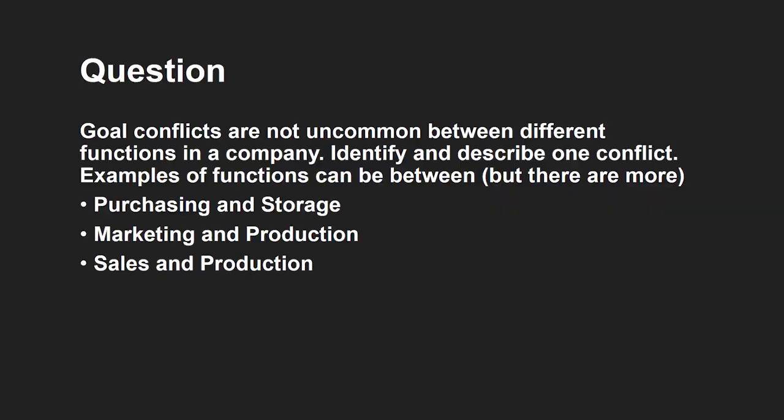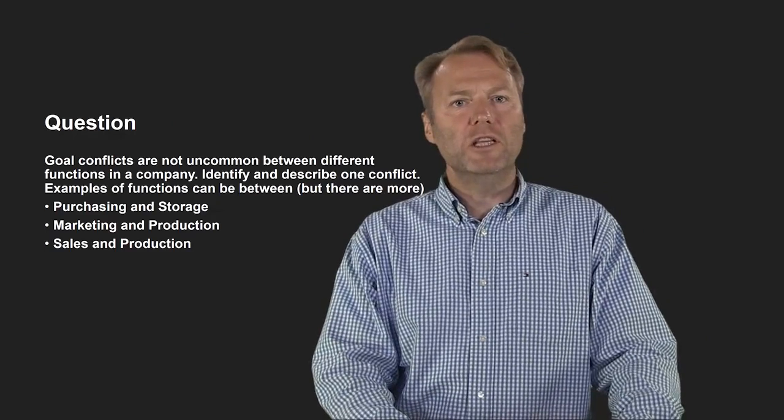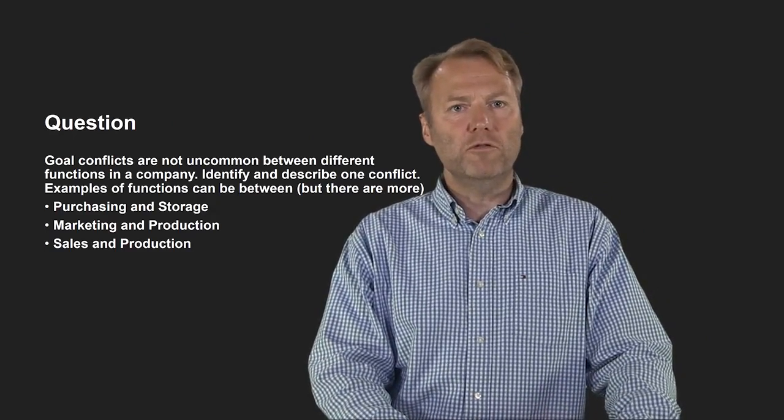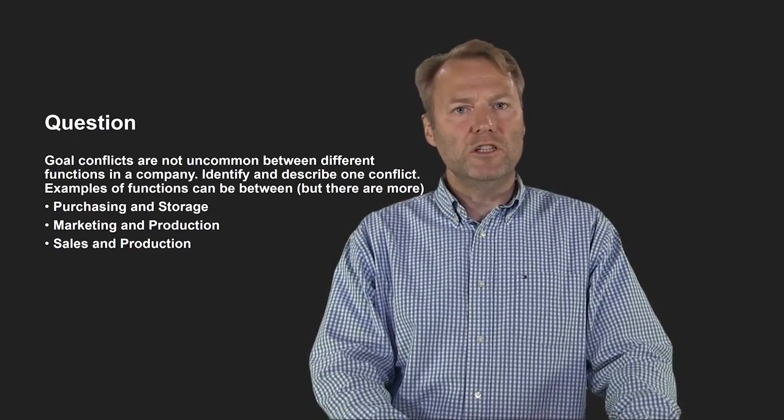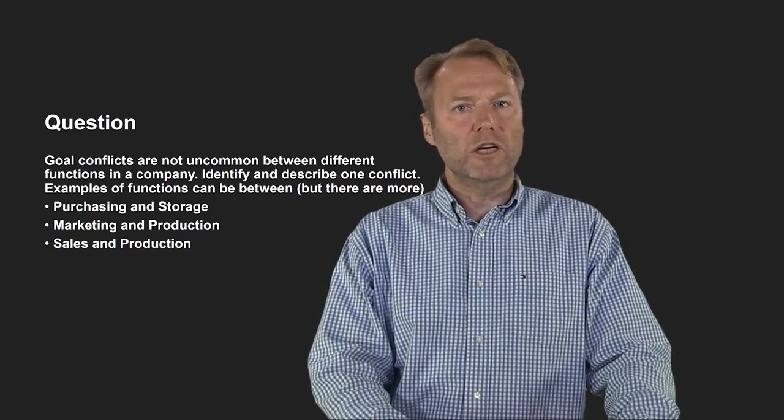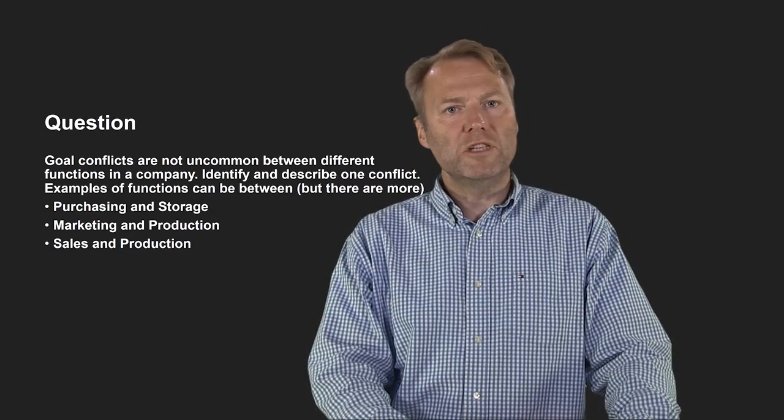A question for you now is to look up goal conflicts. They are not uncommon between different functions in a company. Identify and describe at least one conflict. Examples of functions can be between purchasing and storage, marketing and production, or, for example, sales and production.